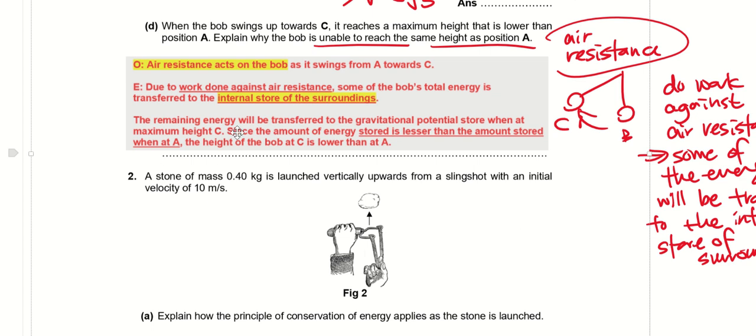With some of this energy being transferred out to the surrounding, the remaining energy will be transferred to the gravitational potential store when at maximum height C. Because now I have less energy being transferred to the gravitational potential store, it will be less than when it was at A, therefore the height of the bob at C will be lower than at A. Okay, you must know how to write things like this. This kind of question is very common.